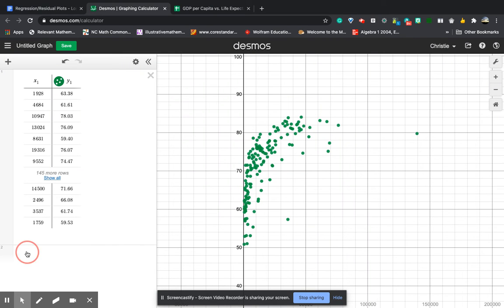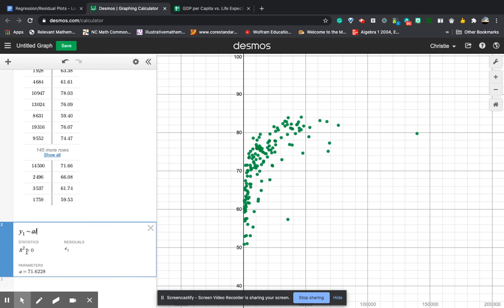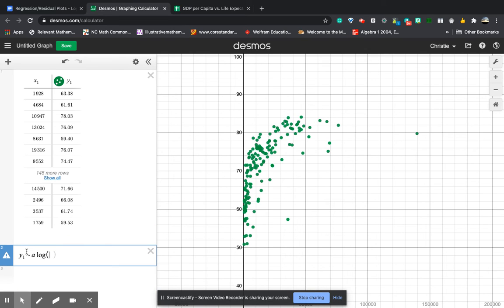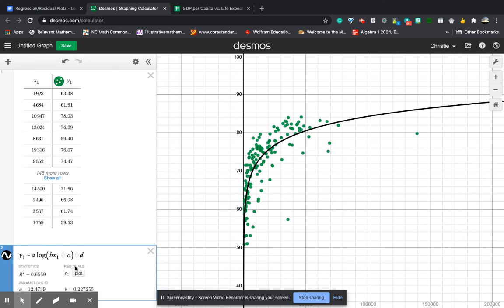So back to the calculator, if I go to the next line and type y1 tilde, and here I'm going to type in a transformed version of the logarithmic function. So I need to transform it by multiplying it by a, and I also need to transform the inside of the function by multiplying it by b, and then adding parameters c inside and outside of the function. Oh, and one more thing, that should be x sub 1. So just type the 1.